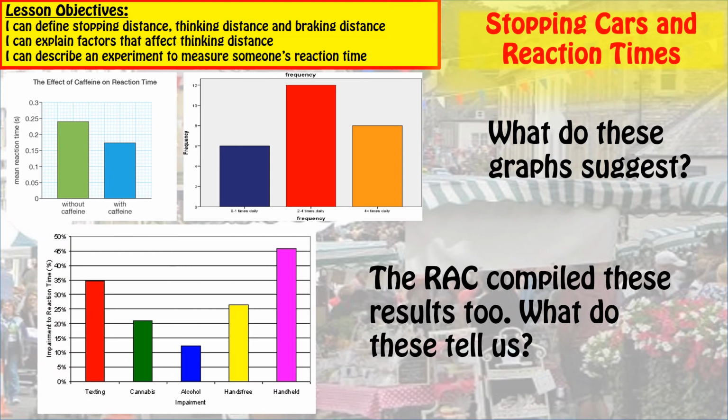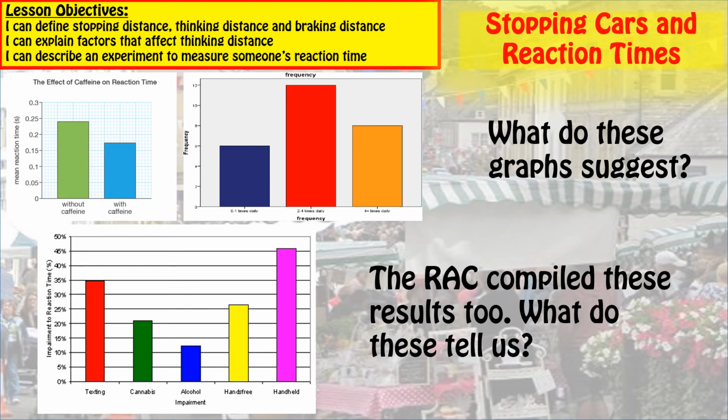So the RAC compiled these results too. So you've got texting, smoking cannabis, drinking alcohol, being hands-free, or holding a handheld device. And up the y-axis, impairment to the reaction times. This means how does it affect the reaction time, and it's as a percentage. So have a look at those and see if you can answer the question, what do these tell us, in your books? If you pause the video now.